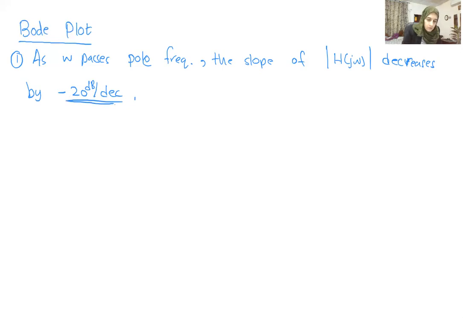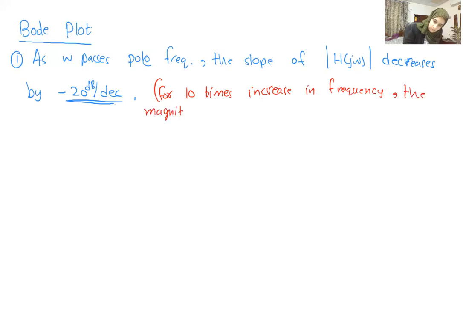So a slope of minus 20 dB per decade means that for a 10 times increase in frequency, the magnitude drops by 10 times as well.